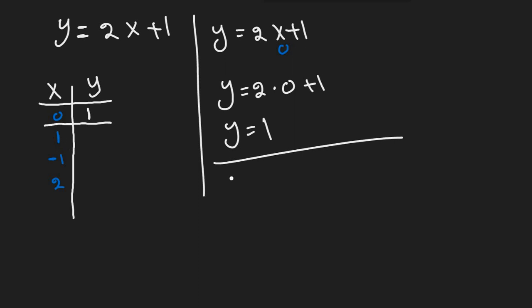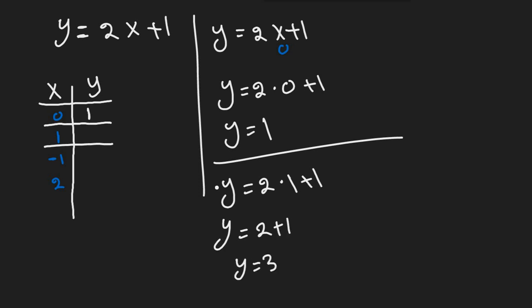If x is 1, we'll write y equal to 2 times, and instead of x, I will write 1, plus 1. So y is equal to 2 times 1 is 2 plus 1 is 3. So y is equal to 3.